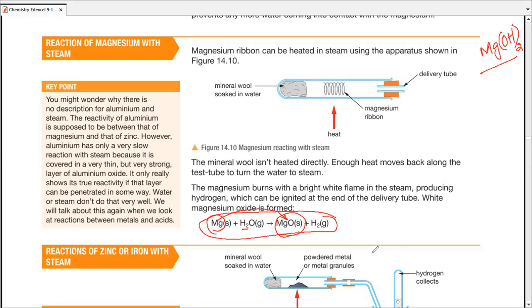We can use the word burn. Remember, anything that reacts with oxygen gives you the oxide, and we call this a burning reaction. Actually, the same thing is happening over here. It's just that hydrogen was a part of this oxygen atom, and magnesium displaced it to become this. So yes, it is burning. And actually, it gives you the same bright white flashy flame. So yes, burning.